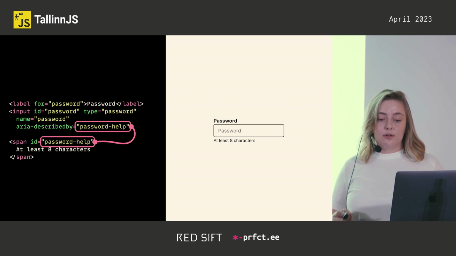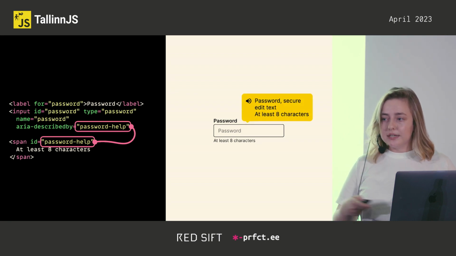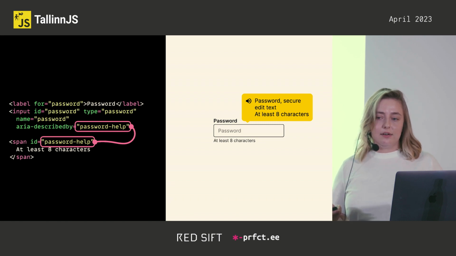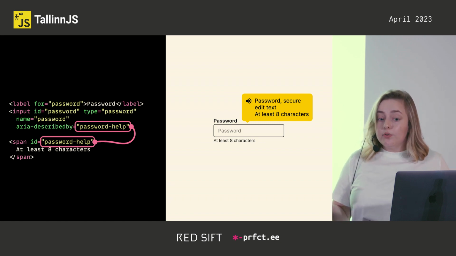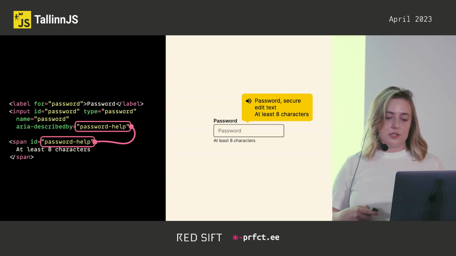In that case, the screen reader will say "password, secure edit text," then it will make a pause, and then it will read out the description: "at least 8 characters." So it is clear for both sighted users, because you see it under the input, but also for all the screen reader users as well.